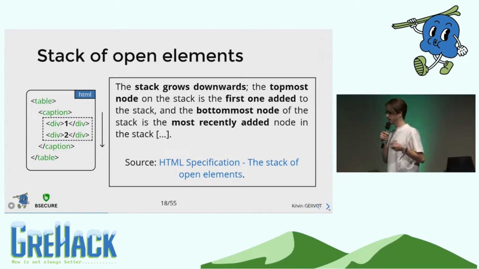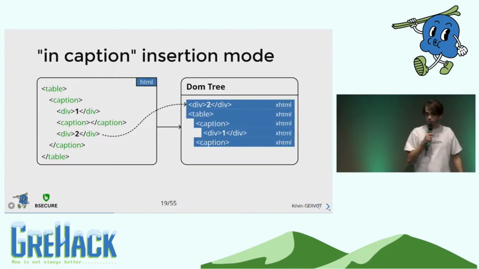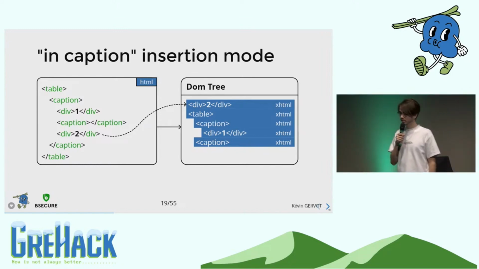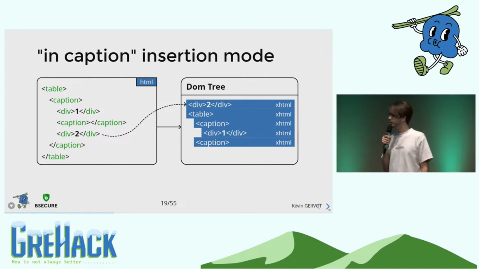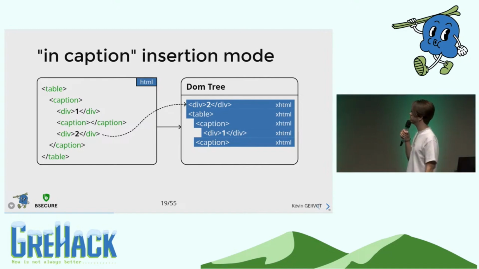So if we try to take all of this information and create an example out of it, we can see on the left that we have two nested captions, so for the in-caption insertion mode, and above and below the second caption, we have a div tag. And on the right, if we take a look into the DOM tree related to it, we can see that the second div tag, because of the way the stack of open elements works, is getting popped out down the tree out of the first caption tag.